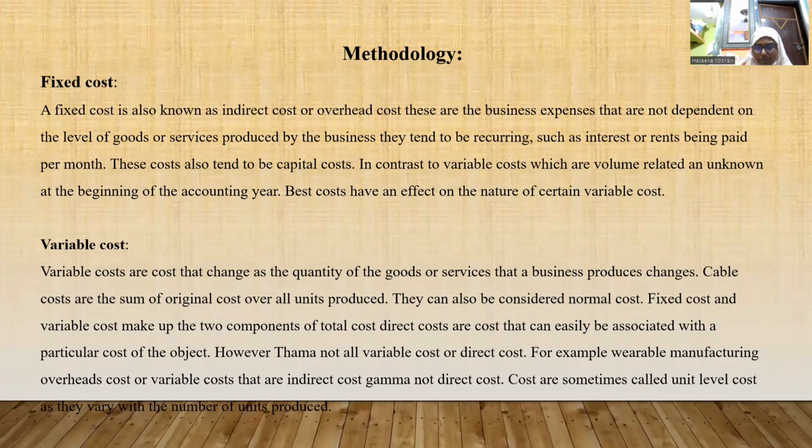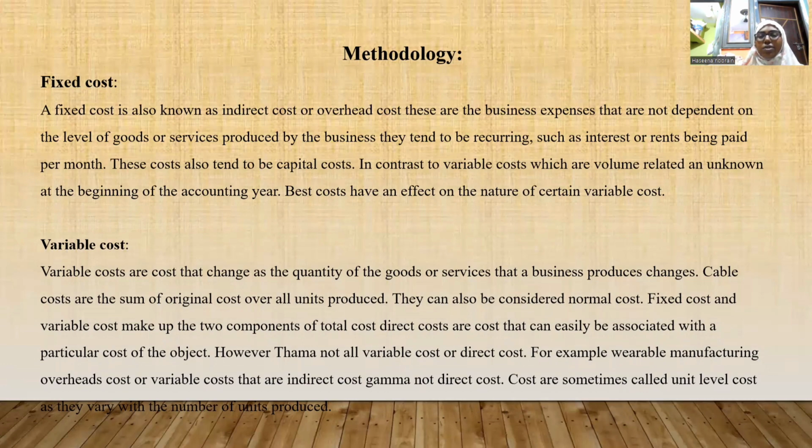Variable cost. Now moving to the variable cost, these are the costs that change as the quantity of goods or services a business produces changes. It is the sum of the original cost for all the units produced. They can also be considered normal cost. Fixed cost and variable cost make up the two components of total cost.